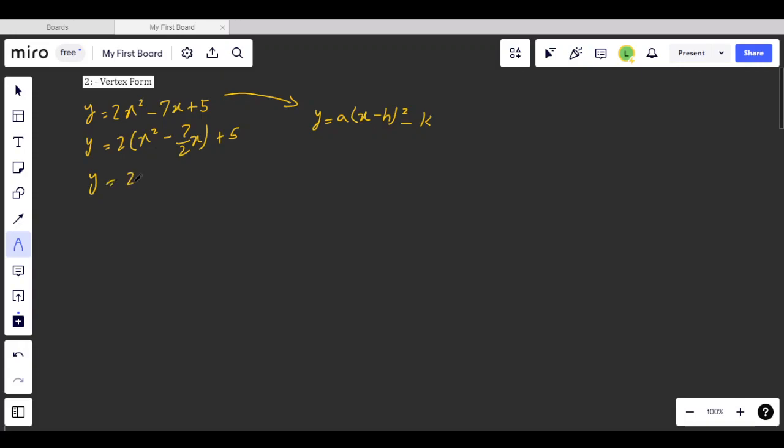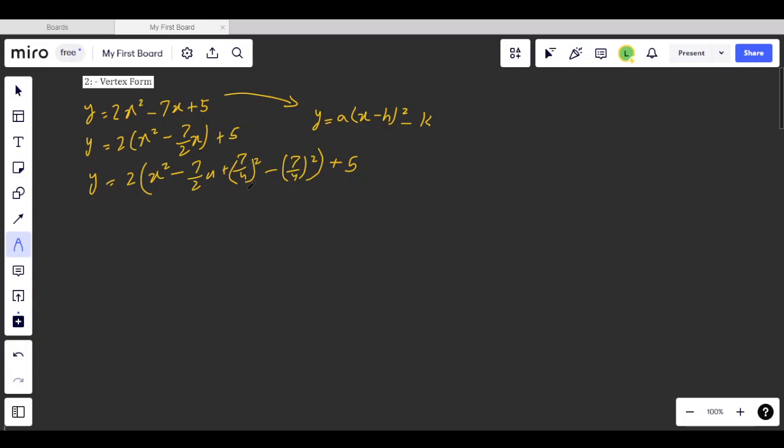To complete this square, after the minus 7 by 2 x, I'm going to add (7 by 4) whole squared, and subtract (7 by 4) whole squared at the same time. Let me explain why I did that. As you can see, this is x squared. I'm trying to make this formula as a squared minus 2ab plus b squared.